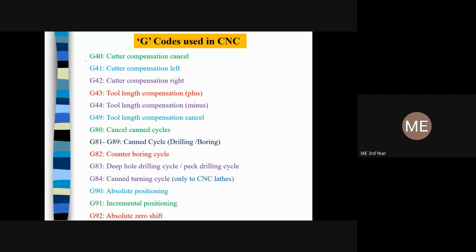G40 is cutter compensation cancel, G41 is cutter compensation left, and G42 is cutter compensation right. These three are obsolete nowadays, because the MCU has already calculated the cutter compensation that I have told you. G43 is tool length compensation. Cutter compensation is applicable for the milling operation, and tool length compensation is applicable for the drilling operation. This is also not actually used nowadays. Tool length compensation plus, tool length compensation minus, and tool length compensation cancel.